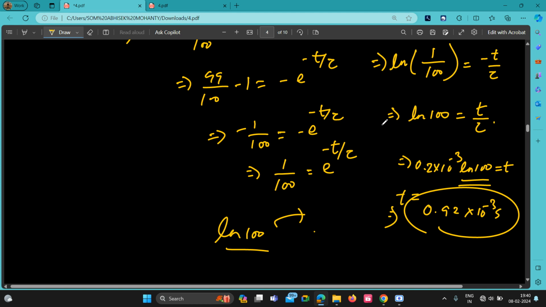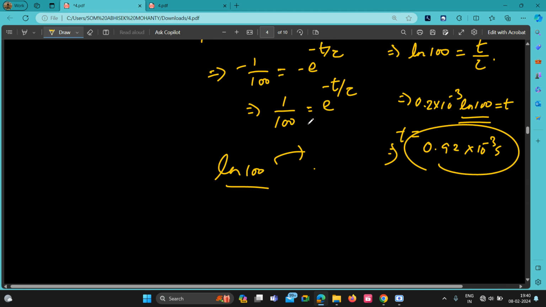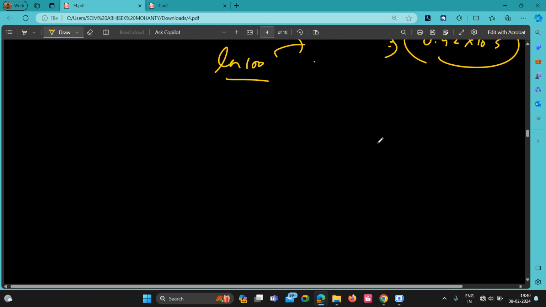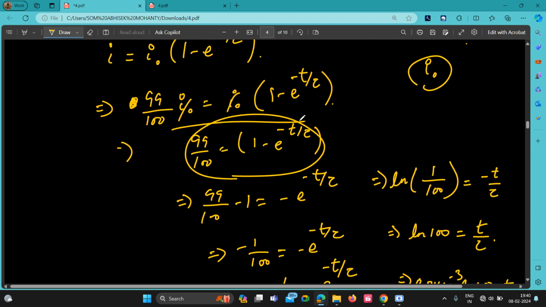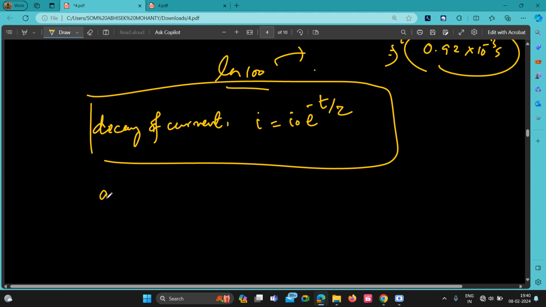This formula is being used for growth of current. We had discussed before growth of charge, decay of charge. So growth of current, we are using this formula. Now what will be the formula for decay of current? I is equal to I naught. This is decay. Growth.